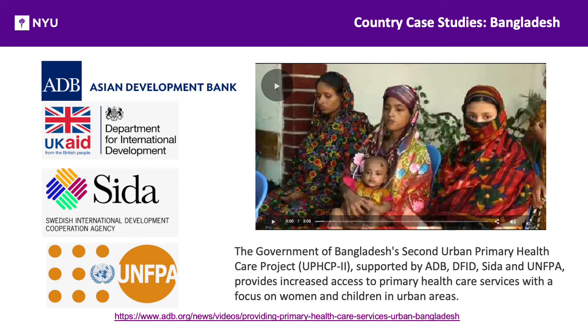But what I'm going to show is, in fact, four partners working together to achieve outcomes in Bangladesh, specifically for the government's program, the Second Urban Primary Health Care Project, or UPHCP2. This is basically four entities: the Asian Development Bank, DFID, the Department for International Development, which is supported by the UK government, SIDA, the Swedish International Development Cooperation Agency, and the UN Population Fund, all working together to support this program. So this can show you what partners working together to support a government's aims can achieve in impact for women.